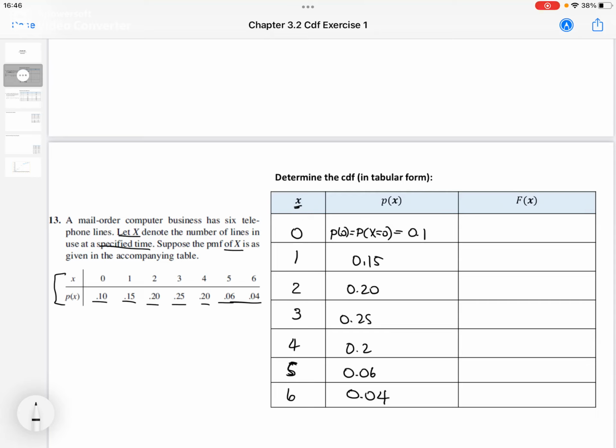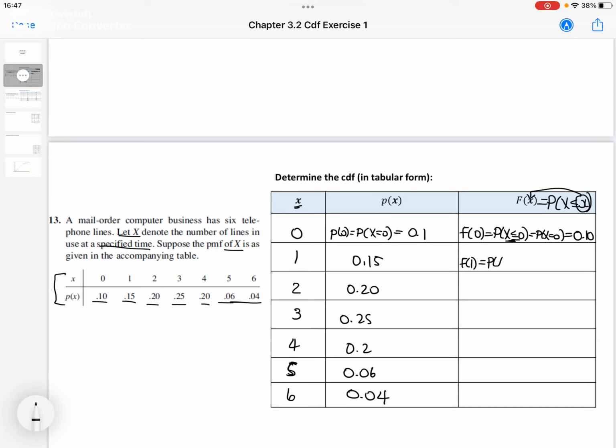Now F calculates for us the probability that we would have observed at most that particular possible value. Here we have F0, which calculates the probability that X is at most 0. Since 0 is the smallest possible value for our random variable X, we do not have any other values that are less than 0. So we opt for the probability that X is equal to 0, which is 0.1.